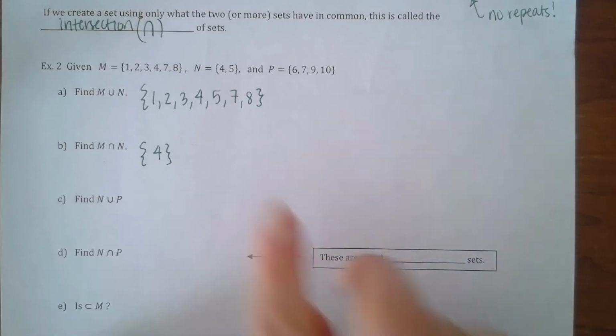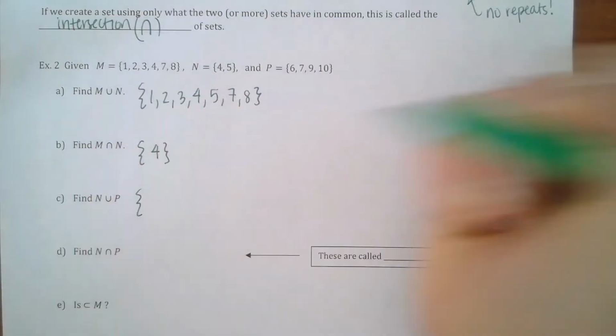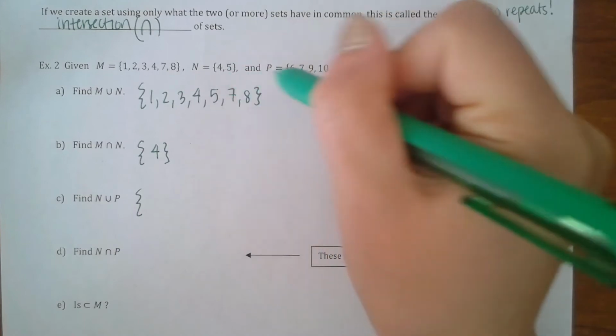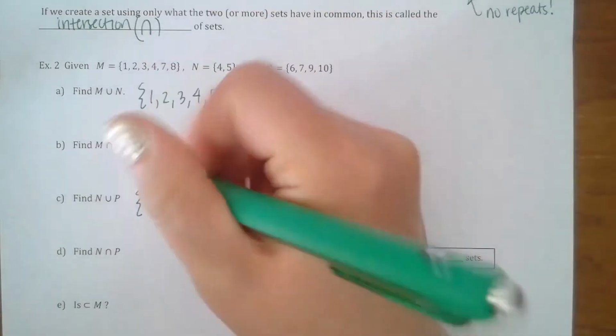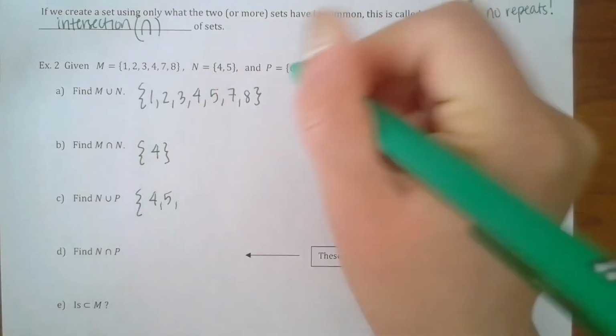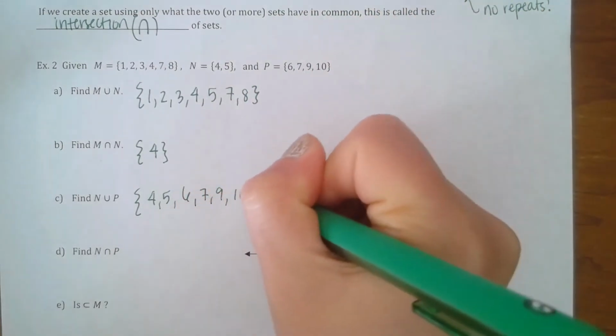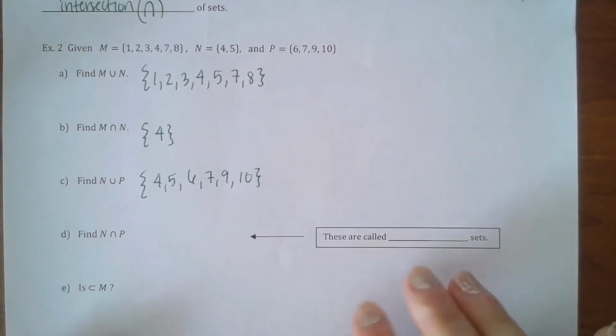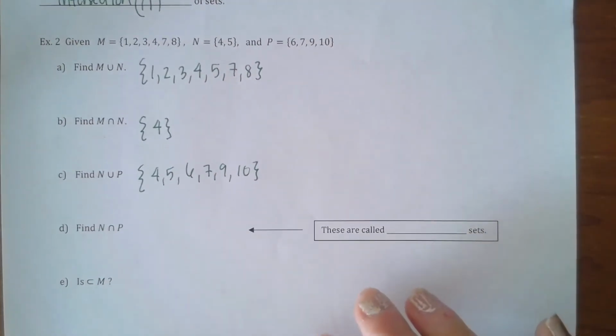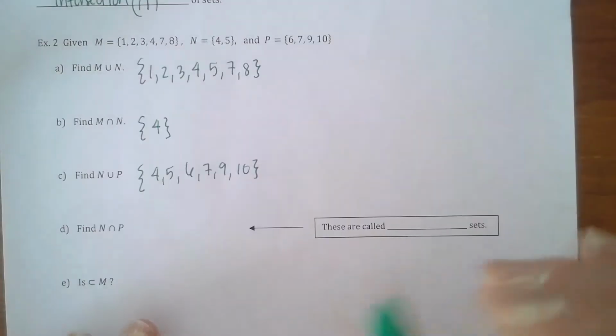I can do that same thing for N and P. So if I do the intersection, I would list all the elements that are in both. So I see 4 and 5 that are in N, but then over here in P are 6, 7, 9, and 10. If I do the intersection between the two, I'm looking at the things that they have in common, but in this case, they actually don't have anything in common. There's not a 4 that's in both, there's not a 5 that's in both, any of these elements are not in this one.